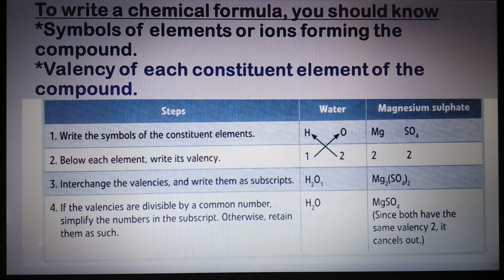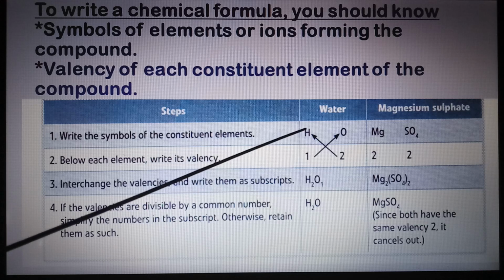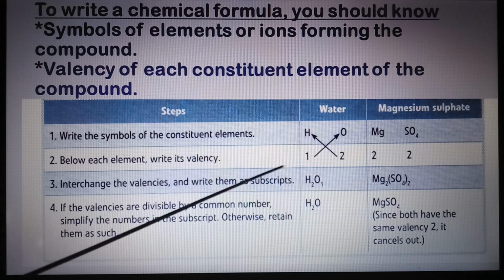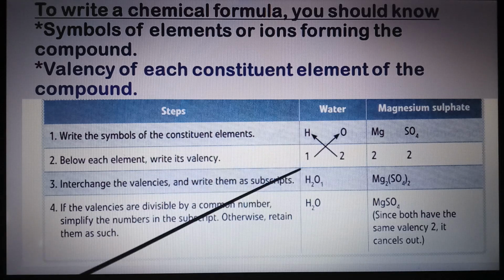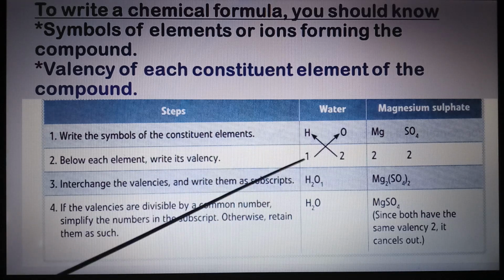Now, going stepwise with an example, write the symbols of the constituent elements. Suppose I want to write the formula for water. Water contains hydrogen and oxygen. What is the valency of hydrogen? If you know, below each element write its valency. First write the valency below it. Oxygen valency 2, hydrogen valency 1.